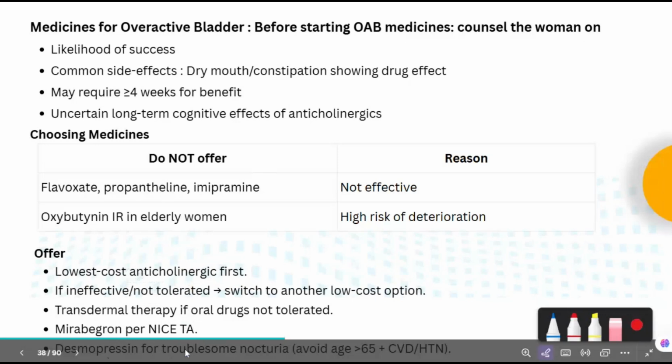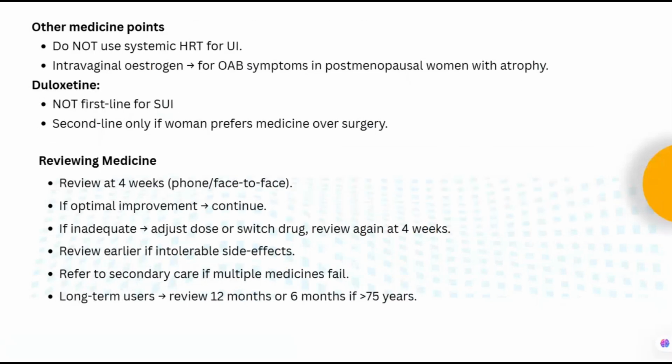And then desmopressin for troublesome nocturia; if age is more than 65 plus cardiovascular disease or hypertension, then you will avoid this. Okay. So desmopressin, if there is troublesome nocturia, in that particular case, desmopressin is the drug of choice, but to be avoided in patients aged more than 65. Other medicines: do not use systemic HRT for urinary incontinence. Okay. Intravaginal estrogen, you can use for overactive bladder symptoms in postmenopausal women with atrophy. Okay. But systemic HRT for urinary incontinence is not advisable. Intravaginal estrogen, yes.